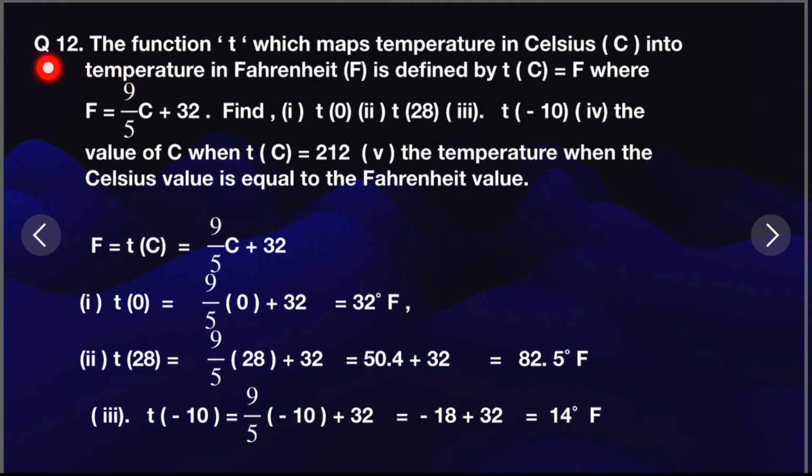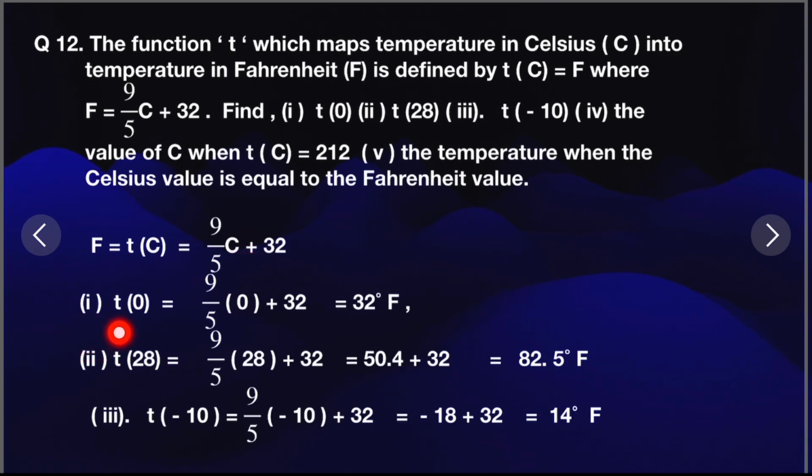Question 12. The function t, which maps the temperature in Celsius C into temperature in Fahrenheit F, is defined by t(C) equals F, where F is equal to 9 upon 5 C plus 32. Find t(0), t(28), and so forth. Okay, so this is the function: t(C) is equal to 9 upon 5 C plus 32.